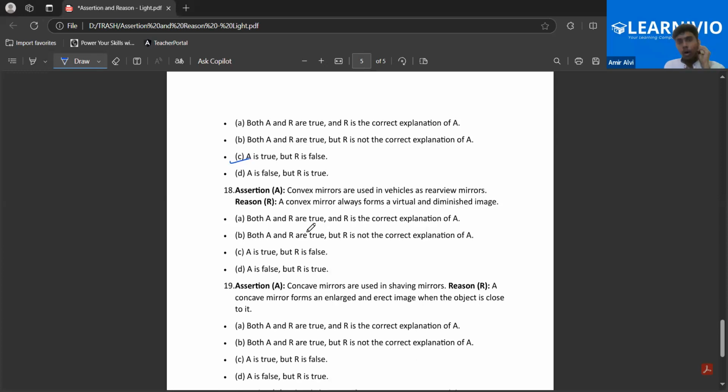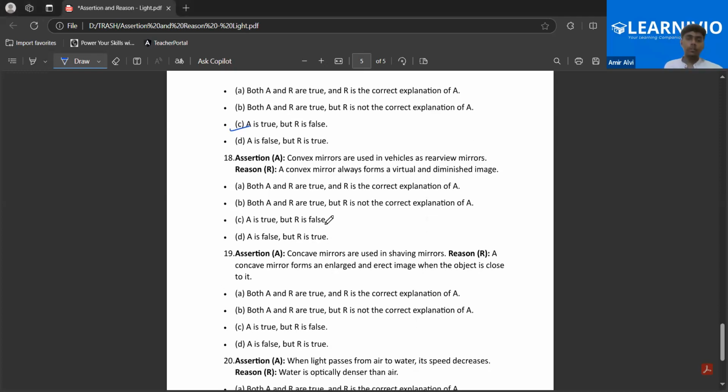Next one. Convex mirrors are used in vehicles as rear view mirrors. A convex mirror always forms a virtual and diminished image. Please do let me know. Fast, 18th one.